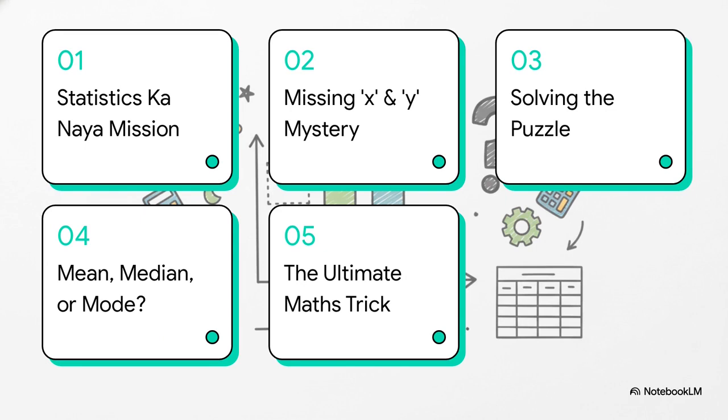All right, let's get started. Here is our mission briefing for today. First, we'll accept our new statistics mission. Then we'll dive right into the mystery of the missing X and Y. We'll solve the puzzle step by step, figure out when to use mean, median, or mode, and at the very end, I'll share an ultimate maths trick that connects everything. Ready, team? Let's do this.